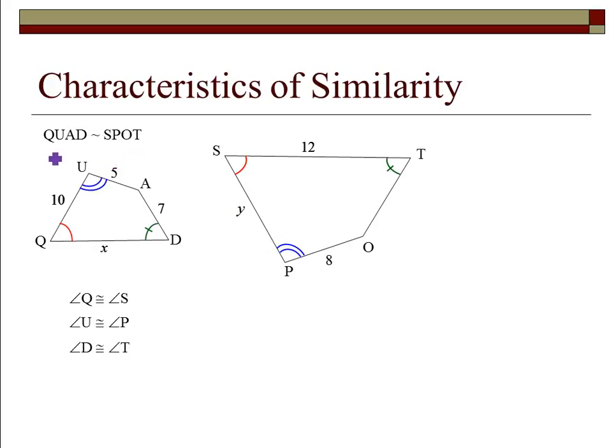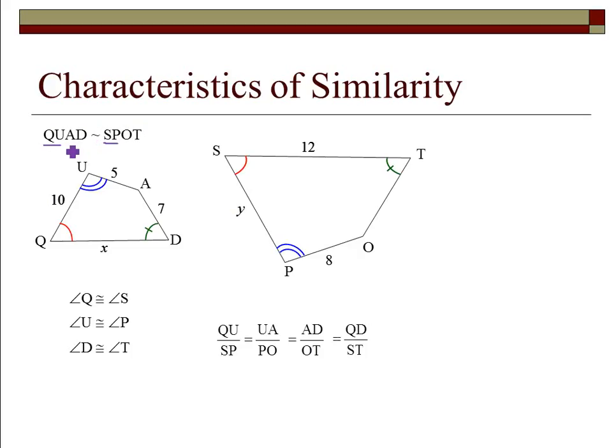Now for the sides, when we look at sides like QU and SP, they're going to be proportional. So if I take the length of QU divided by SP, it has to equal any other matching sides, as long as I keep my order correct. So it'll match UA over PO, or AD over OT, or even QD over ST. In each of these cases, I started with the left-hand figure over the right-hand figure, using the corresponding sides.